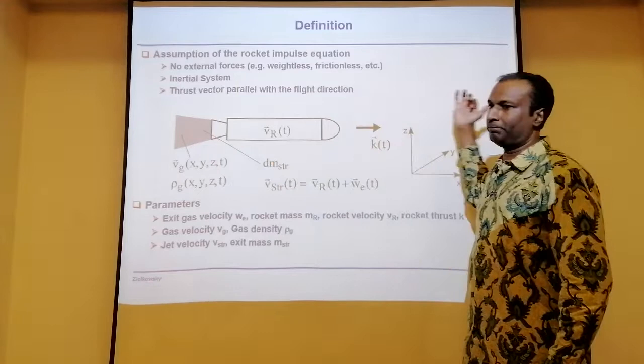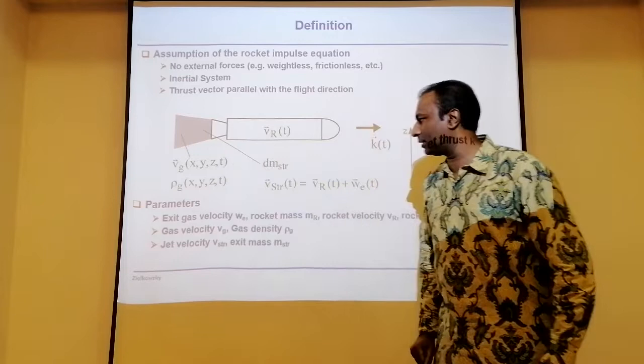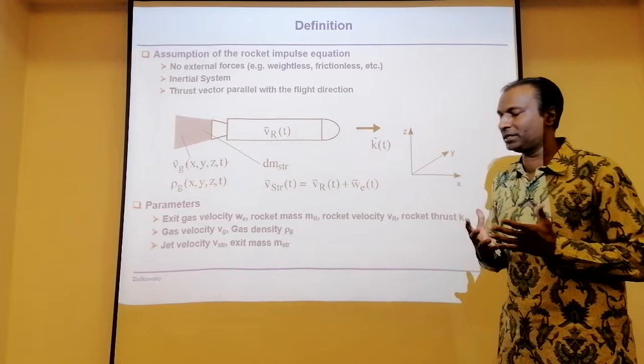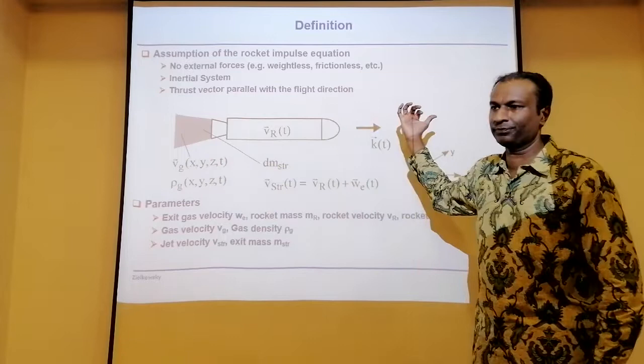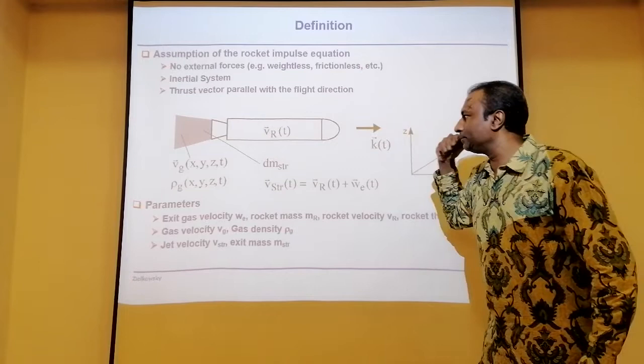If you look at the parameters, what gives you the thrust is the exit gas. There is a huge amount of gas with high speed being pushed out here. That gives you the thrust forward. All right. That's very, very important to understand.